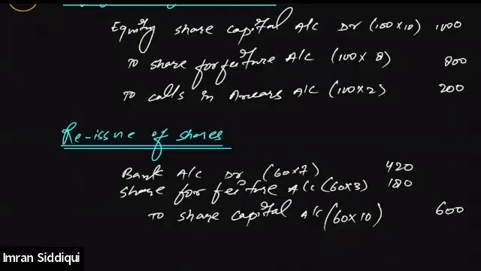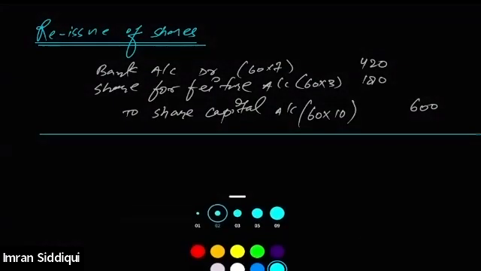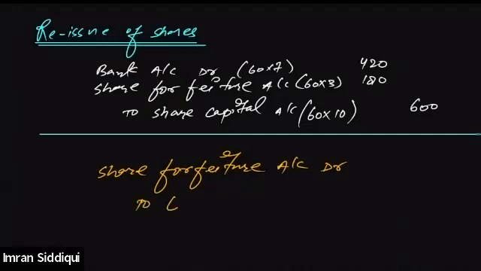All right. Now, after passing the reissue entry and the forfeiture entry, we need to pass one more entry, that is to transfer the excess or credit balance of the forfeiture account to the capital reserve account. So for transferring the forfeiture account balance to the capital reserve account, the journal entry will be share forfeited account debit to capital reserve account.